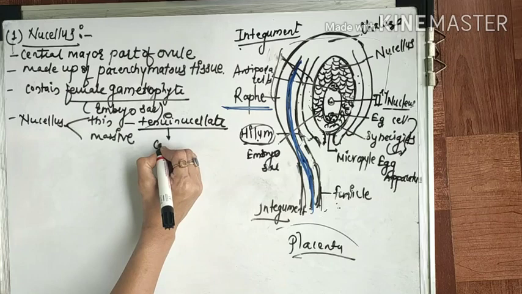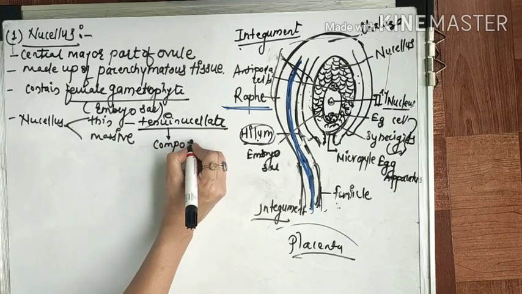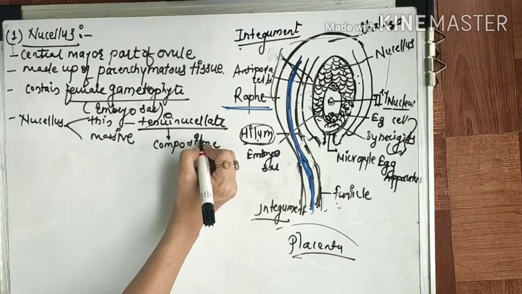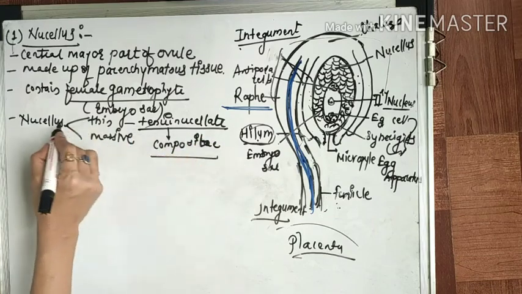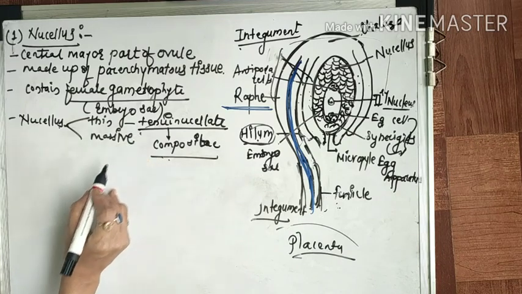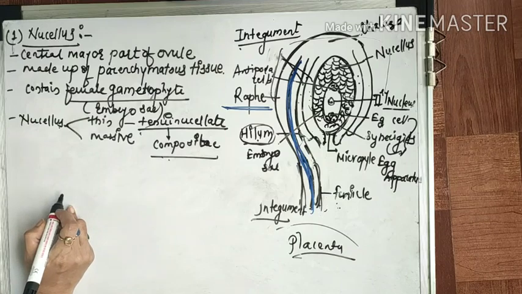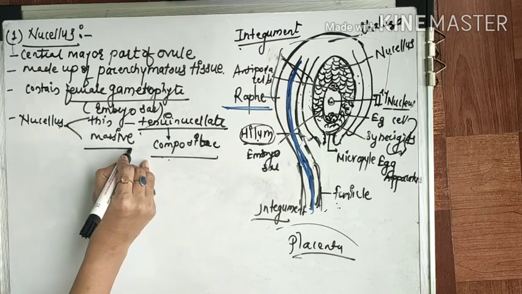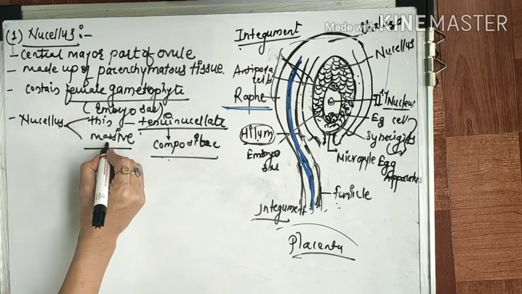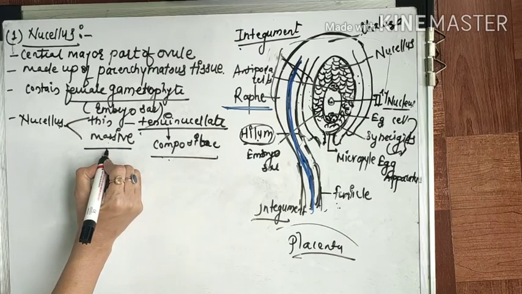The name of the family is Compositae. So this type of nucellus occurs in members of the family Compositae, and that is called tenuinucellate.